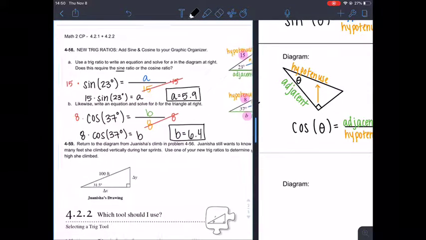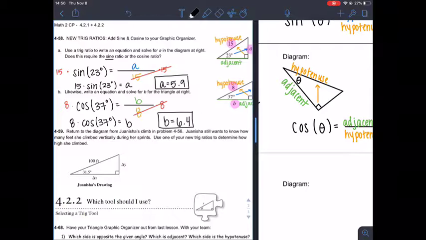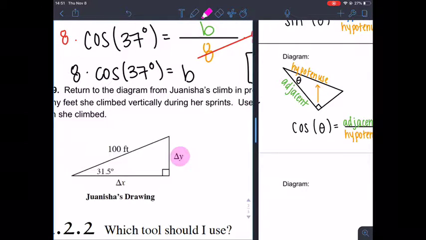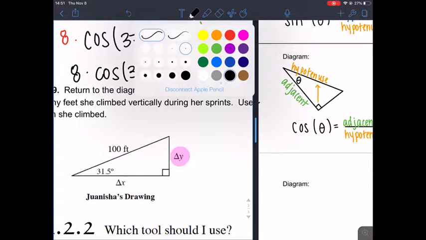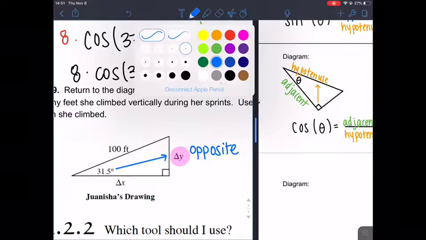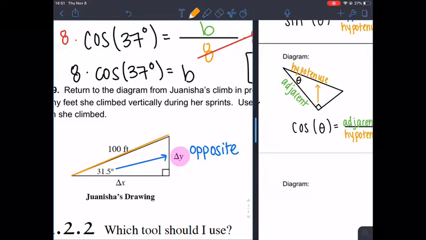Okay. So now that we know how to use the sine and cosine, very similar to the tangent ratio, we can answer our last question, which was how high Wanisha climbed when she was going up the hill. So how high she climbed is our change in y right here, which is opposite of the angle we have. Okay? And the 100 feet that she climbed is the hypotenuse.